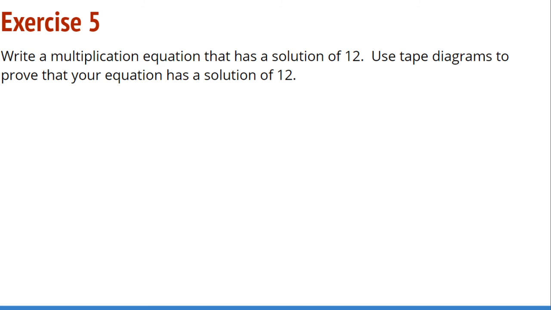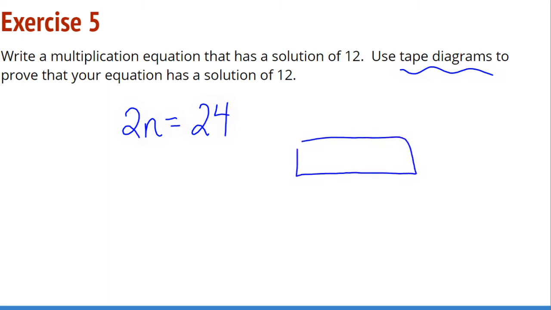All right, looking at exercise 5. Write a multiplication equation that has a solution of 12. Use tape diagrams to prove that your equation has a solution of 12. Well, let's see here. What if I did 2 times a number is equal to 24? And I am supposed to use tape diagrams to prove this. So I've got 2 of a number. That's my 2 in there, so each of these is an n. And they are equal to a 24.